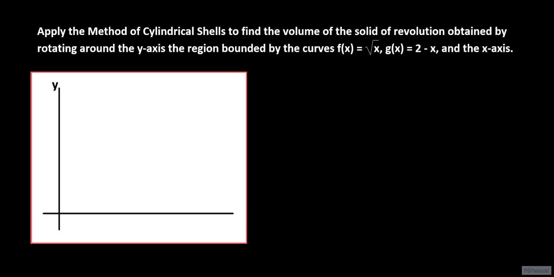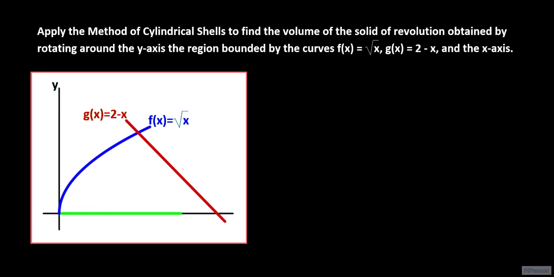In this video, we demonstrate an example of an application of the method of cylindrical shells in finding the volume of a solid of revolution generated by rotating around the y-axis the region whose boundary is made up of portions of the graphs of f of x equals the square root of x, g of x equals 2 minus x, and the x-axis. Let us call this region region R.